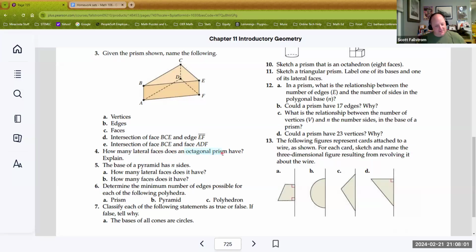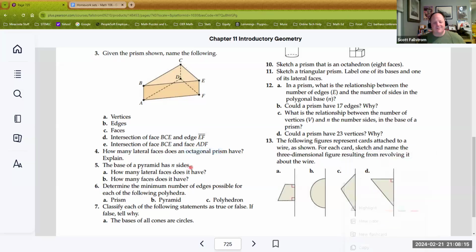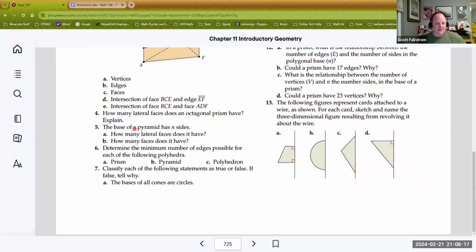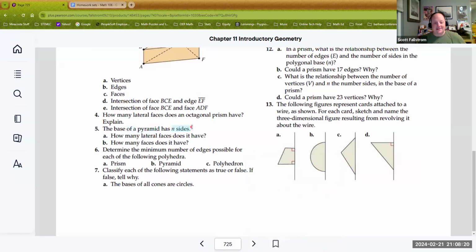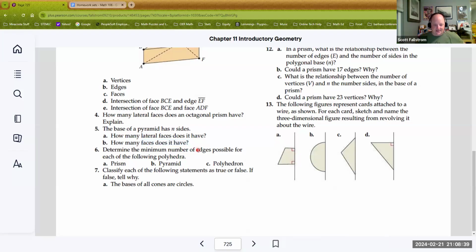If you need to, yes, you can always sketch out an octagonal prism, but you could also say, what about a quadrilateral prism? How many lateral faces does it have? How many lateral faces does a triangular prism have? I think if you do a couple smaller shapes, you might be able to answer this question very, very quickly. The base of a pyramid has n sides. Oh, that's good. How many lateral faces does it have? And how many faces does it have? Now, please notice the difference. Lateral faces are the ones that go up. The faces themselves could include bases. Okay, a base is still a face.